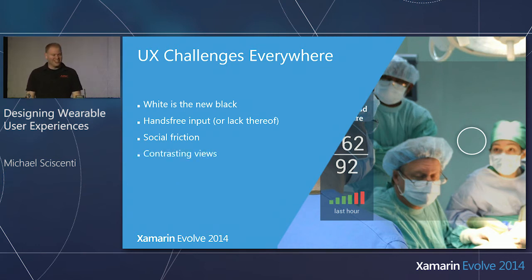The next one is contrasting views. And so this ties into the white is the new black. Any user experience has to account for the fact that at one second, I might be looking into these bright lights or just outside. People, especially field service, they go outside. And so it could be really bright. And so the user experience and the UI needs to adjust to that. It has to account for that.